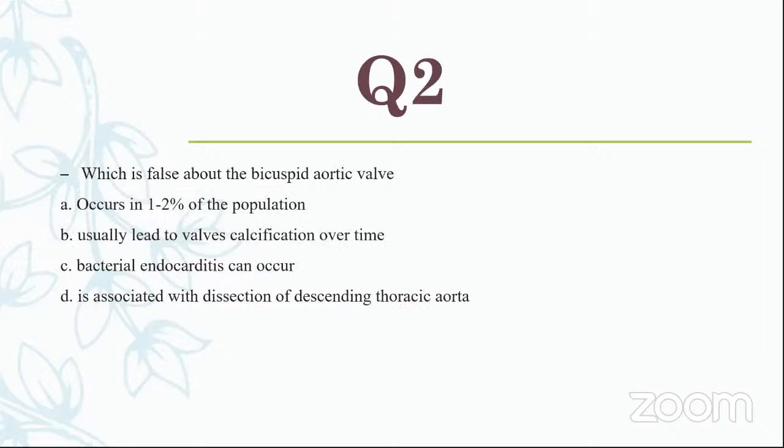Okay. The second question: which is false about the bicuspid aortic valve? A, it occurs in 1 to 2% of the population. B, it usually leads to valve calcification over time. C, bacterial endocarditis can occur. D, it is associated with dissection of the descending thoracic aorta. D. Yeah.